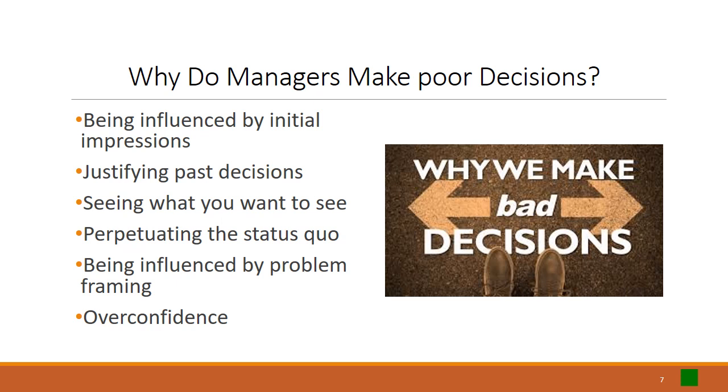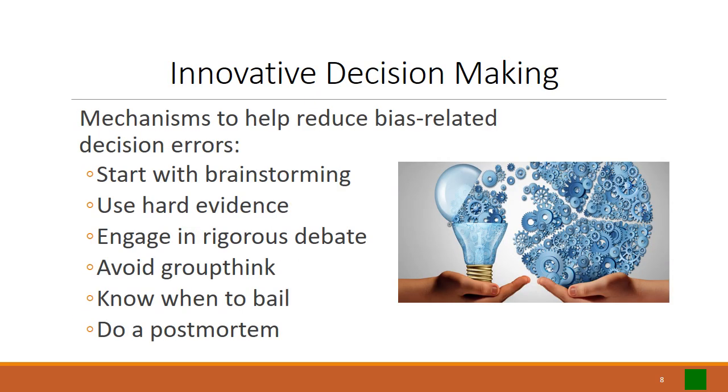Lastly is overconfidence. Managers that have been hugely successful can experience overconfidence in overestimating their ability to predict the future and uncertain outcomes. This can be especially dangerous when they're making risky decisions. Some innovative approaches to decision making involve mechanisms that help reduce the bias-related decisions that we've just discussed. The first idea would be to start with brainstorming, which is a face-to-face interactive group session where people can spontaneously suggest as many ideas as possible for solving a problem. This can be very effective for generating a wide range of alternatives.